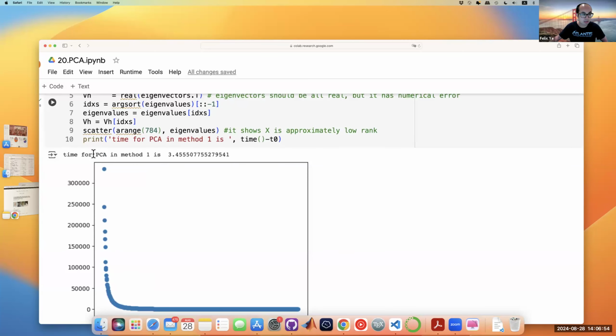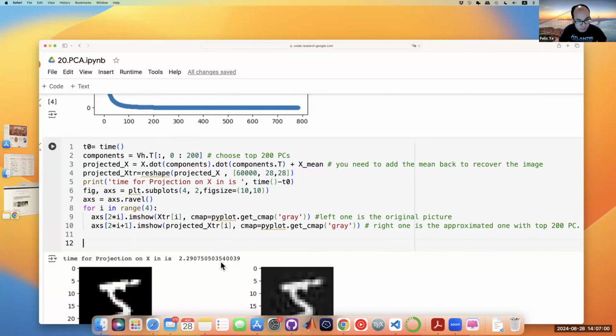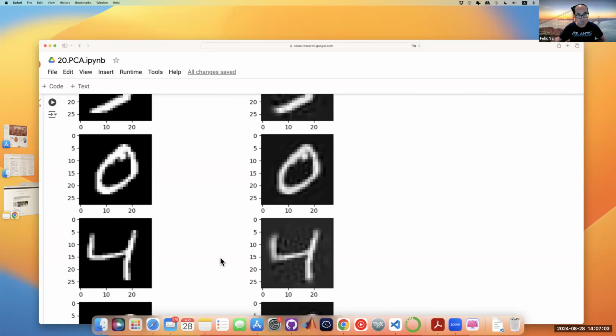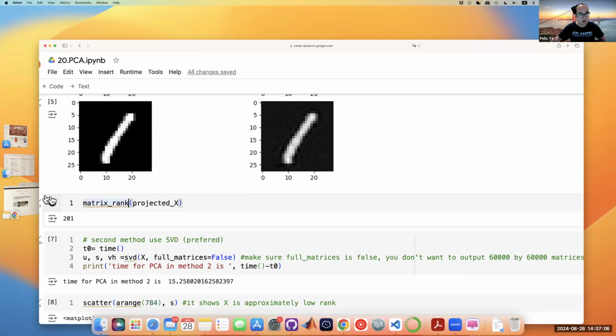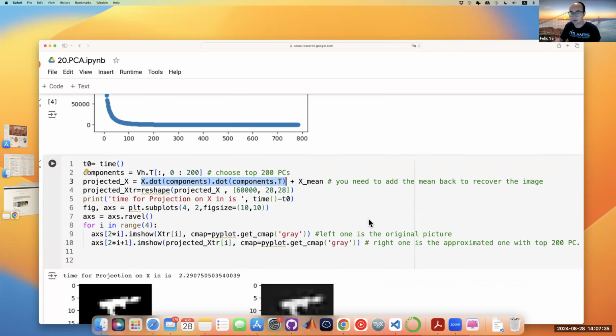If we actually look, the time for PCA takes about 3.5 seconds. The time for projection takes about 2.3 seconds, which is quite fast. You can see the matrix rank, which is quite expensive to calculate, is 201. The reason it is 201 is because I add the mean back. So the rank of the first part will be 200, and once we add the mean back, the rank becomes 201.